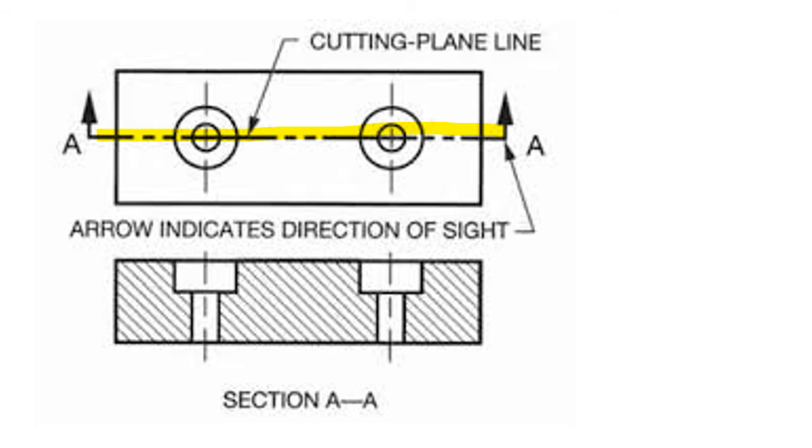Here's another example of a cutting plane line. So on the top we've cut this piece in half, and then we're looking at the side view here on the bottom, and we're showing a couple of countersunk holes. That's what we've got, and that's what we're showing in that view.